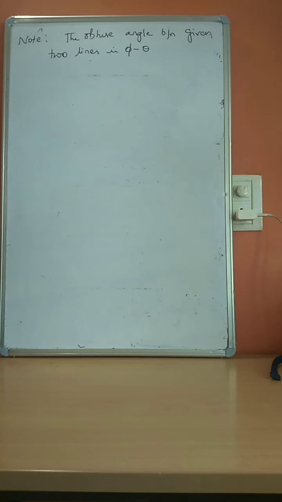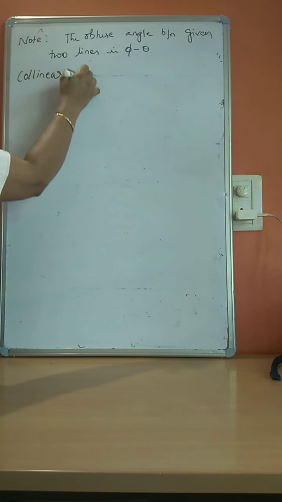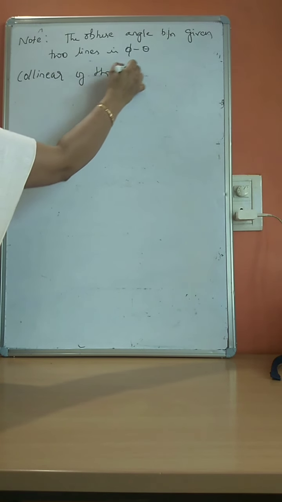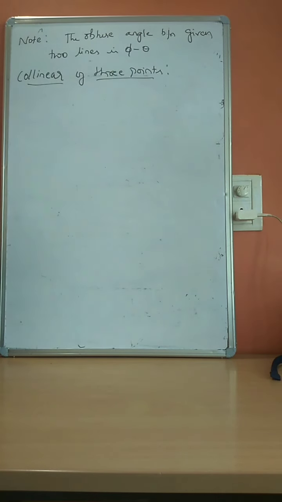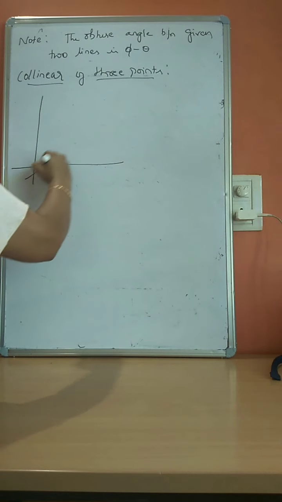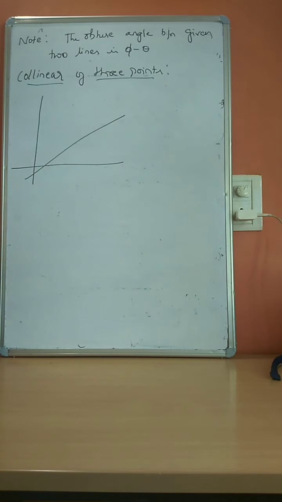Okay, now collinearity of 3 points. Collinear of 3 points. Let us consider one straight line. Okay. So we know that the slope of two lines is equal to the line having the same slope and passing through the common point.